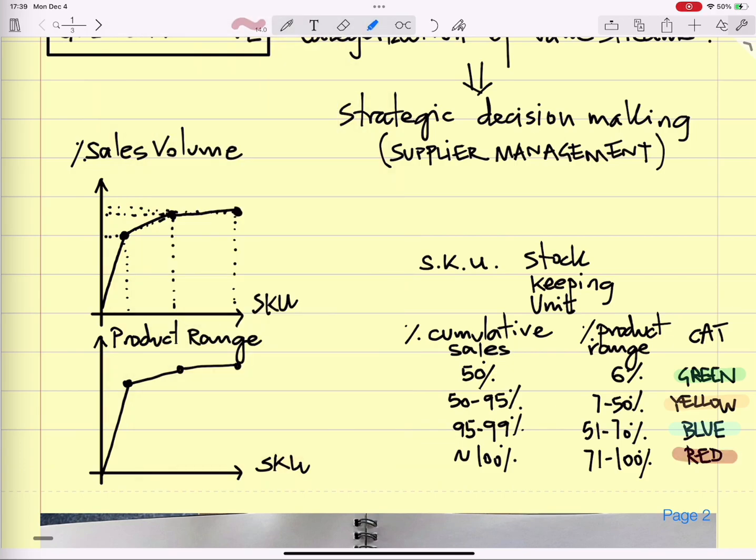So product range meaning the number of SKUs that we have. Okay, so if we would have 1,000 SKUs, stock keeping units, then our product range would be 1,000.